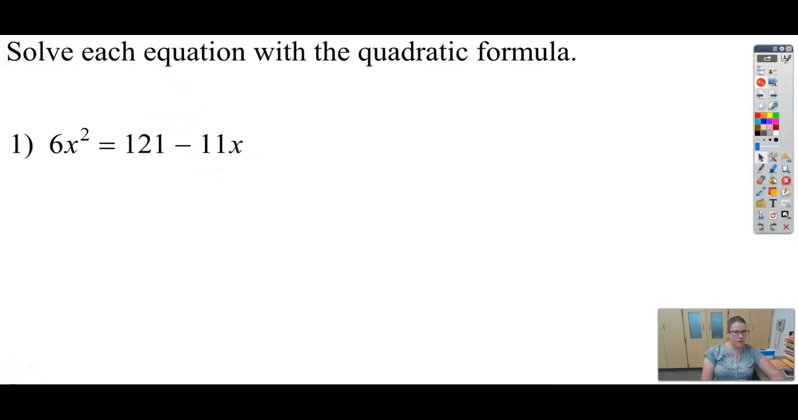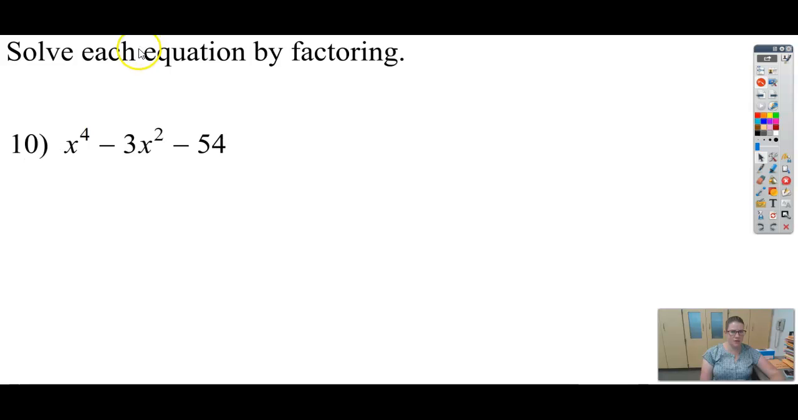Hi, in this video we are going to be finishing off the last part of assignment 02 part 2. The first part of this assignment was solving using the quadratic formula. In the second part, there are 4 questions that say to solve by factoring, but then our exponent is a 4 instead of 2. So these aren't quadratics. These are 4th power equations that we need to factor.